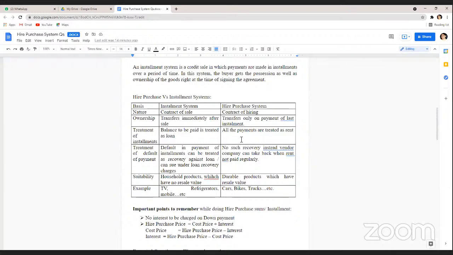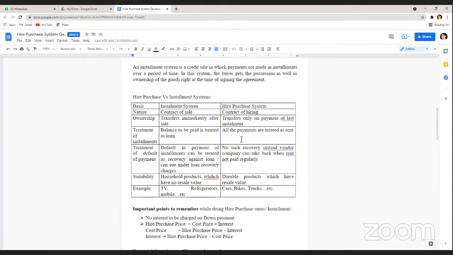Okay, and where is the installment system or hire purchase system suitable? Generally, the installment system is suitable for household goods which have no resale value.